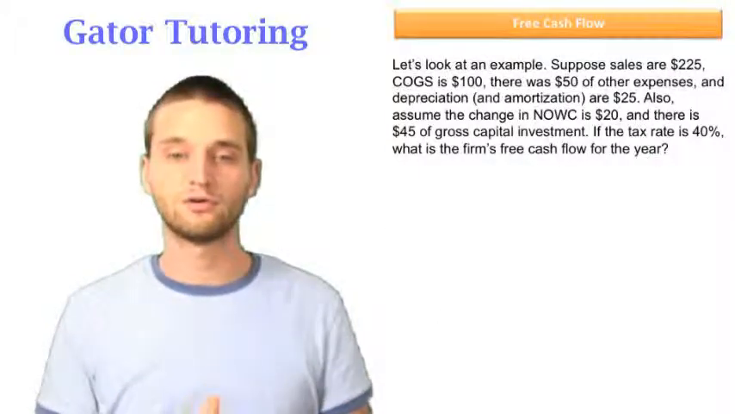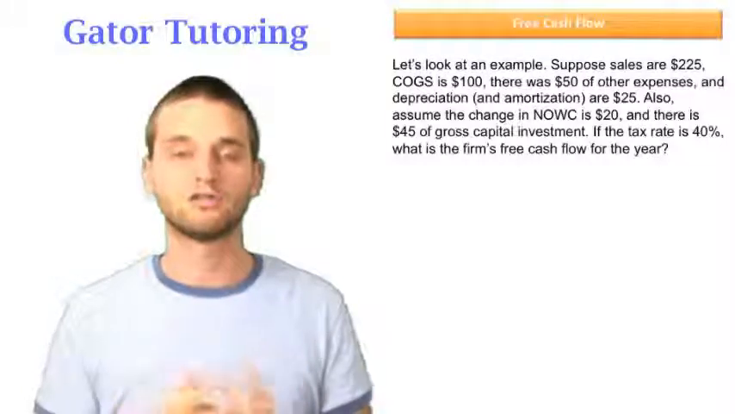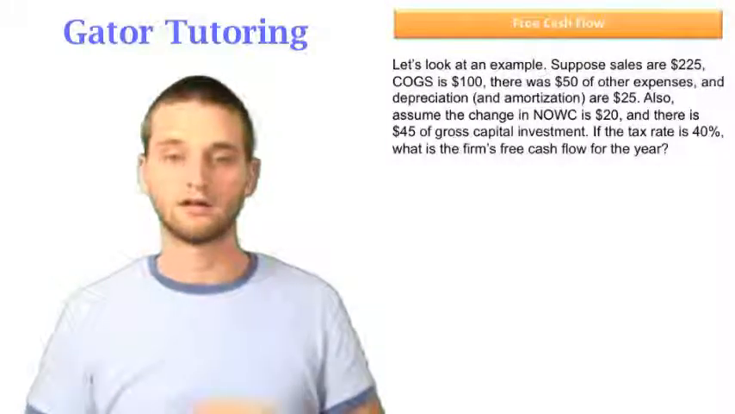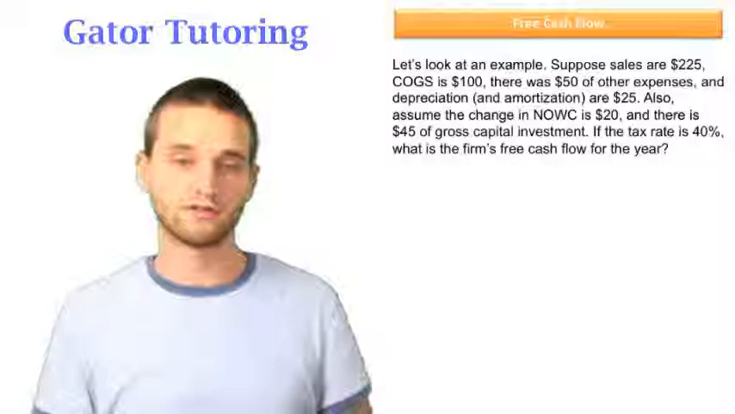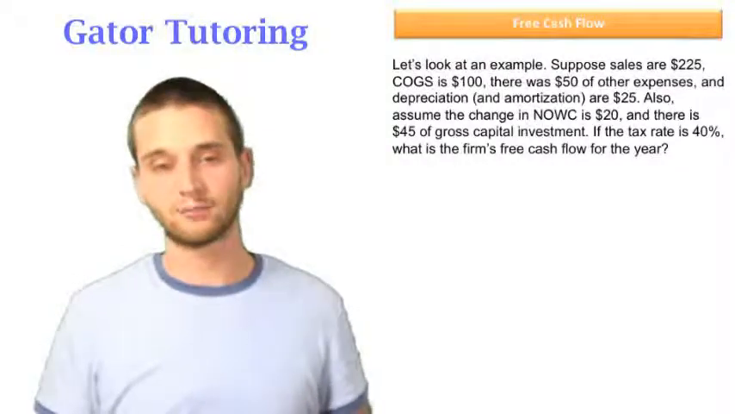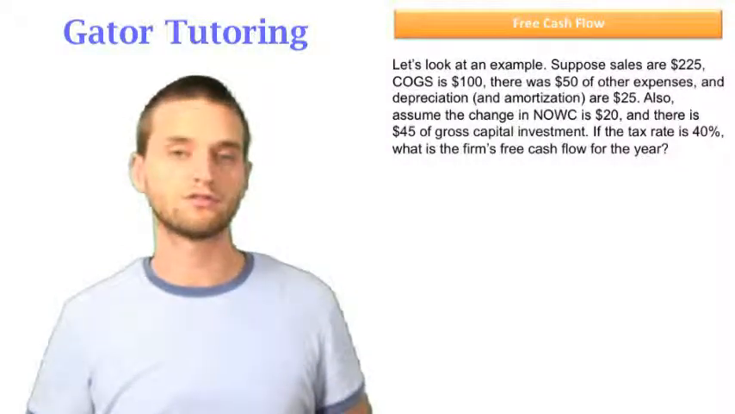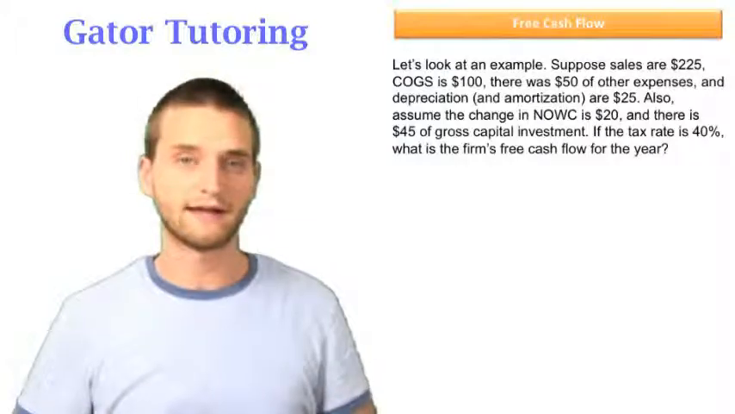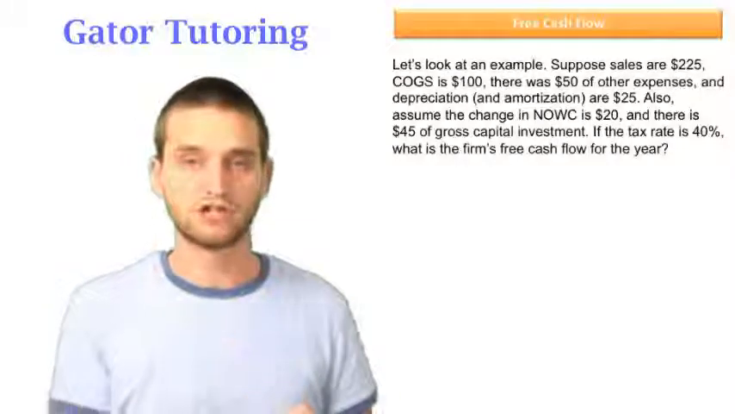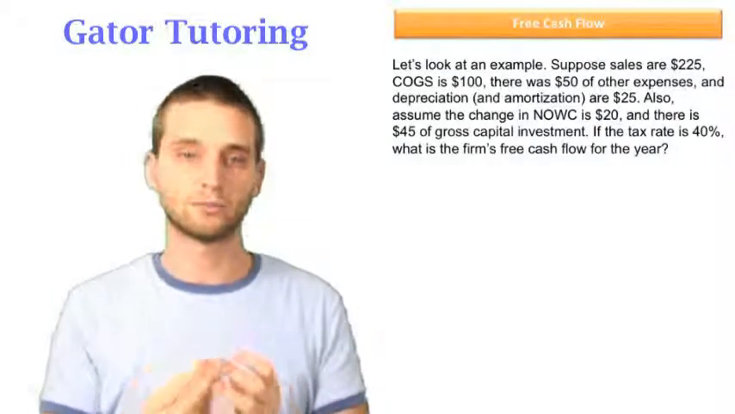Suppose sales are $225, cost of goods sold is $100, and suppose there was $50 of other expenses, and depreciation and amortization are $25. So amortization, we haven't talked about that yet, but it's basically depreciation on intangible assets.